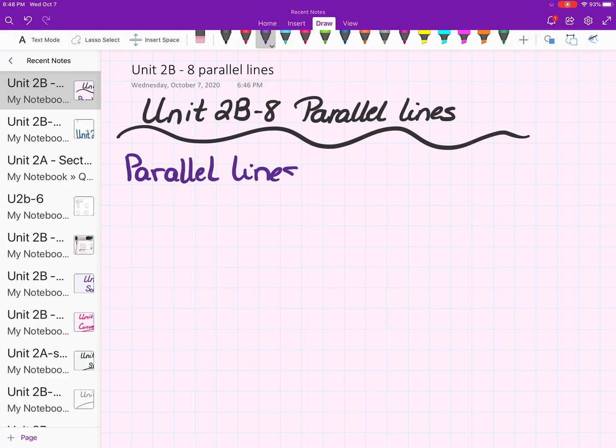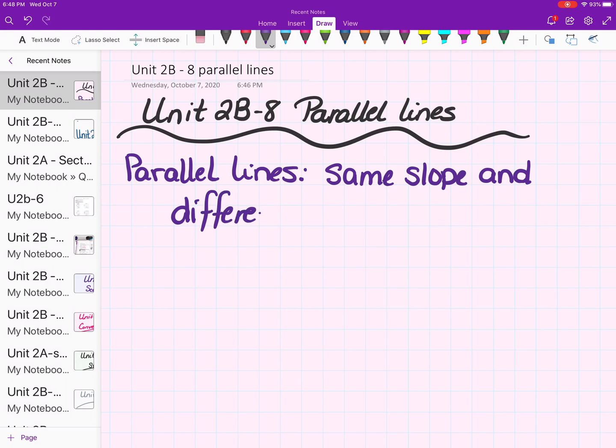If two lines are parallel, they have the same slope and different y-intercepts. Because they never cross, we want them to go up and over the same exact way from a given point, and then they'll never cross. That makes them parallel. Okay, now here's how the equation might look.